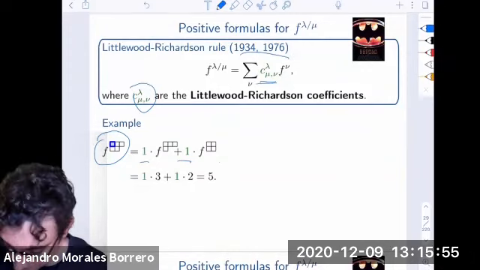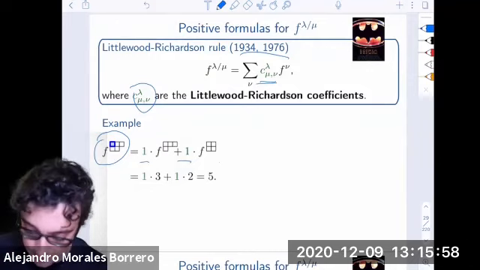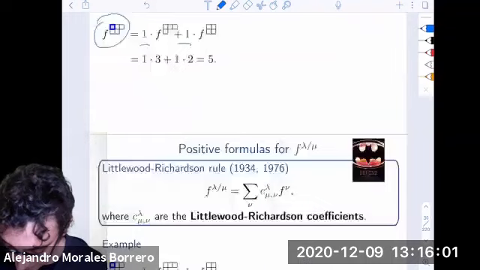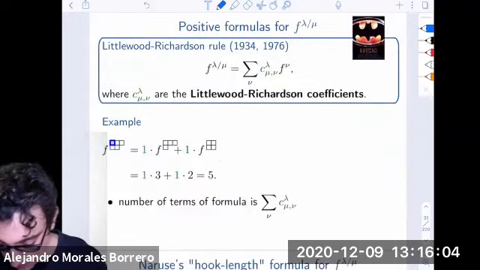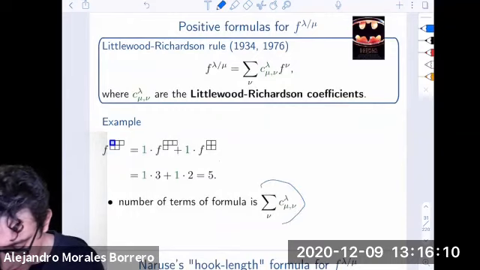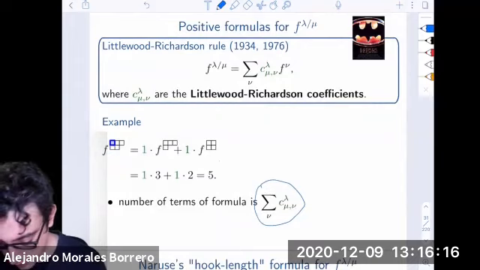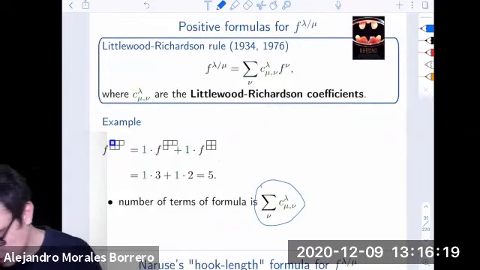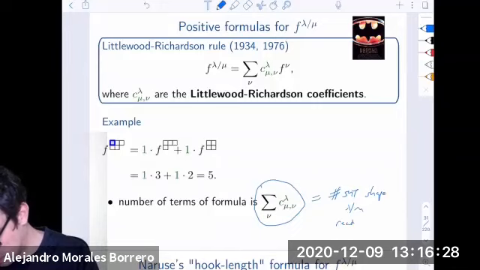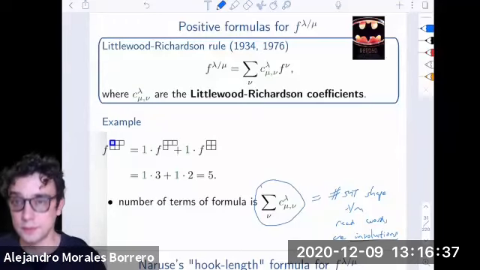Okay, and maybe you start seeing how I'm dividing this cinematic universe of superheroes. So for example, you could say, well, the number of terms of this formula is a sum: if you fix lambda and mu and sum over all nu of these coefficients, this counts something, but it's not entirely nice. It counts the number of standard Young tableaux of shape lambda/mu whose reading words are involutions. But that's pretty tricky to count.